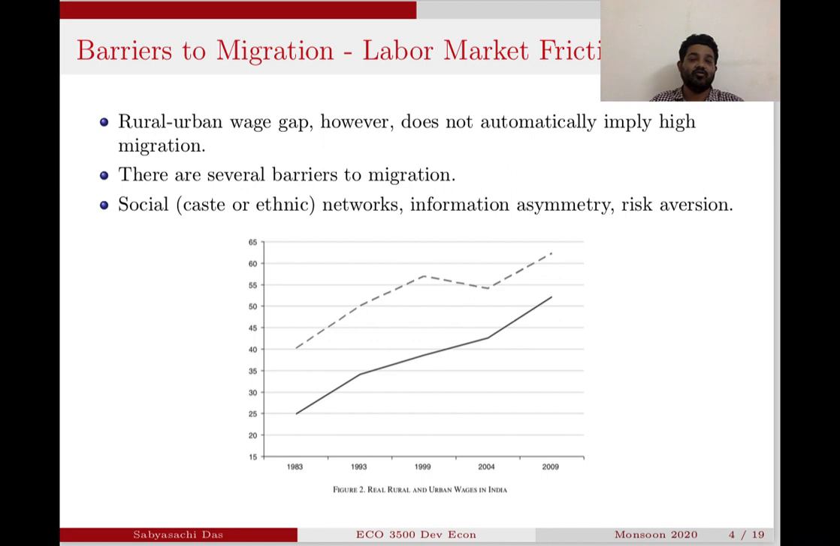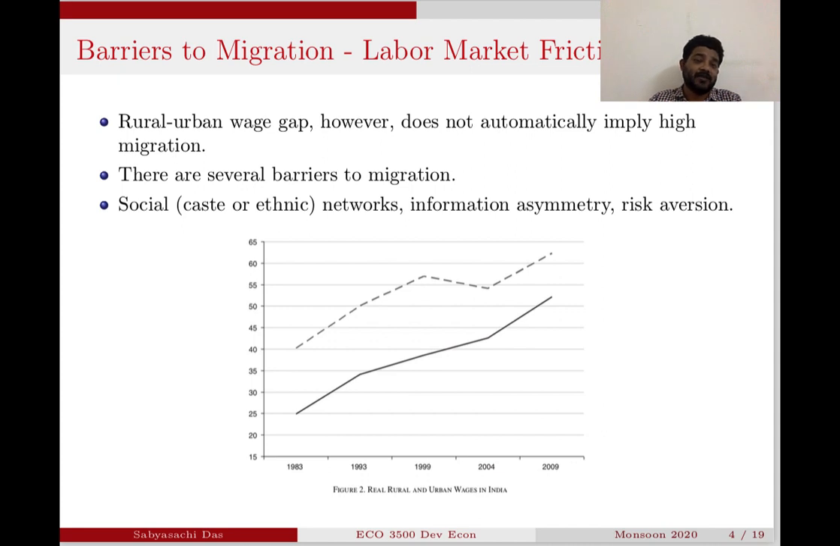Because in rural areas, they live in a community. They also face risk in terms of variation in weather, which can affect agricultural output and wages, but at least they can rely on their local networks around the village to help them out in case of need.